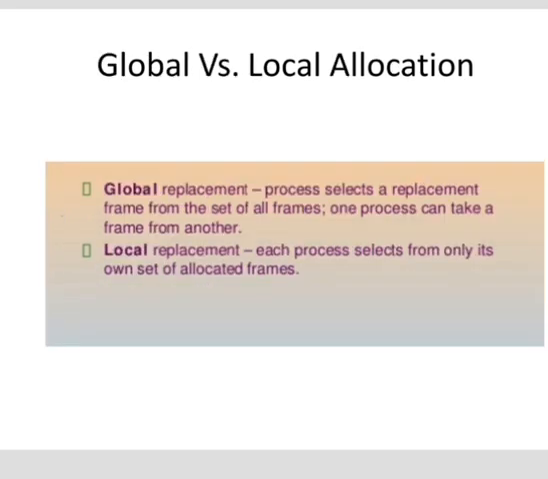Next is global versus local allocation. Global replacement means the process selects the replacement frame from the set of all frames, and one process can take a frame from another. Local replacement means each process selects from only its own set of allocated frames. A local allocation algorithm assigns a fixed number of frames to every running process. In case of a page fault, the algorithm considers only the pages allocated to the faulting process for page replacement.